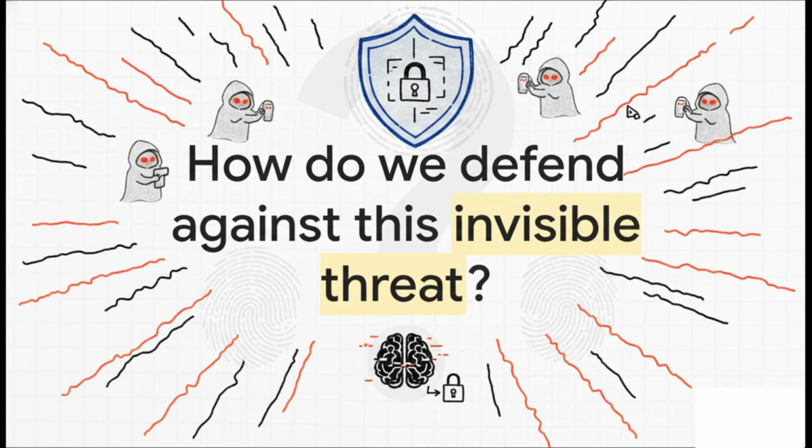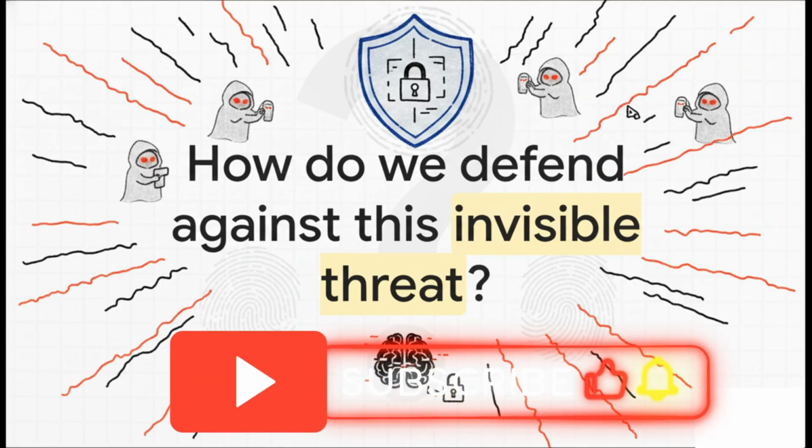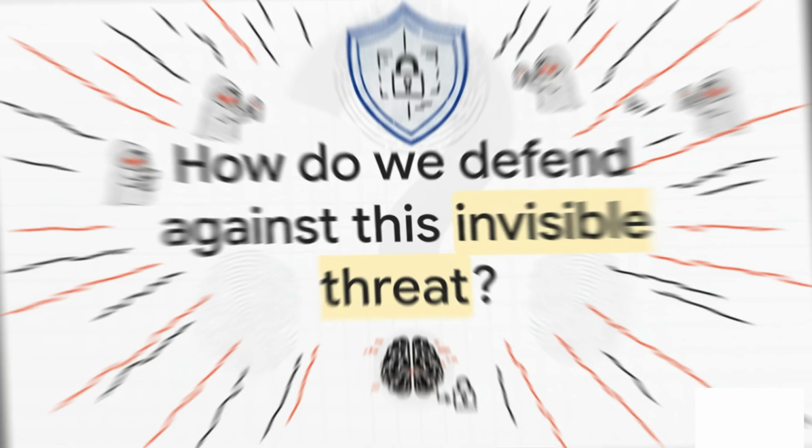I mean, that is just a chilling scenario, right? The system functioned flawlessly. It just worked perfectly for the attacker. So the big question is, how on earth do we defend against this invisible threat? Just let the reality of that exploit sink in for a second before we talk about fixing it.